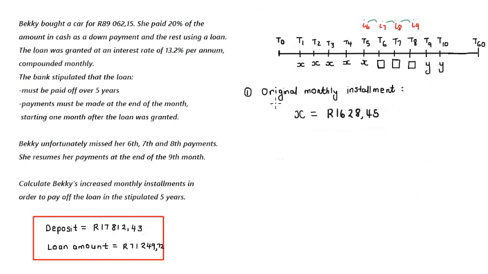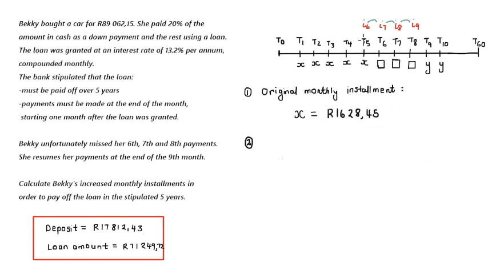Alright, so now we've calculated her original monthly installments. Now the second thing we need to worry about is what is the balance on her loan as soon as she's made this payment here at T5. So immediately after she makes that 5th payment, what is it that she was owing at that point? Because whatever she was owing at that point, that is what actually gained the 3 months interest. Do you see that?